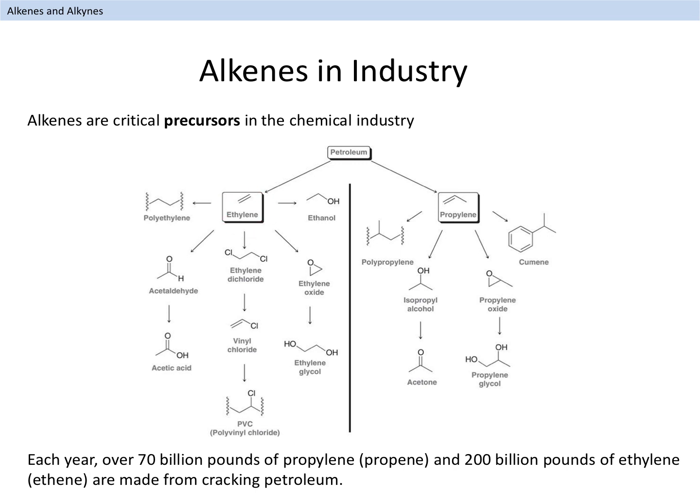Each year, over 200 billion pounds of ethylene and 70 billion pounds of propylene are produced globally and used to make many compounds, including those shown in the image below. Now that we have looked at some of the important roles and uses of alkenes, let's go to the next page and learn how to name and identify alkenes.